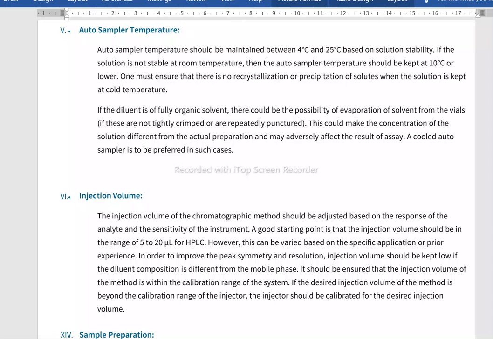If the diluent composition is different from the mobile phase, it should be ensured that the injection volume of the method is within the calibration range of the system. If the desired injection volume of the method is beyond the calibration range, the injector should be calibrated for the desired injection volume.